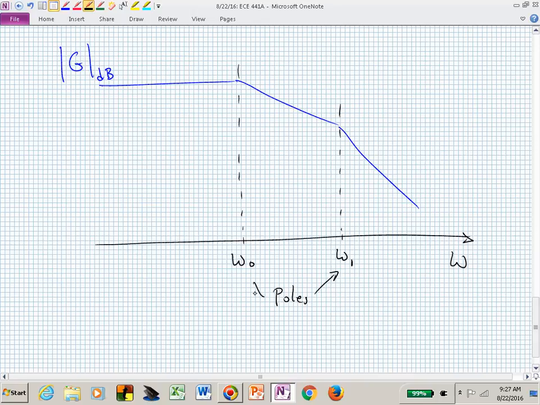These two can be referred to as break frequencies, but knowing that, now we can say, oh, we have a factor, and one of those factors has a pole at omega naught. The other factor, we have another pole at omega 1. What's the order of my system?